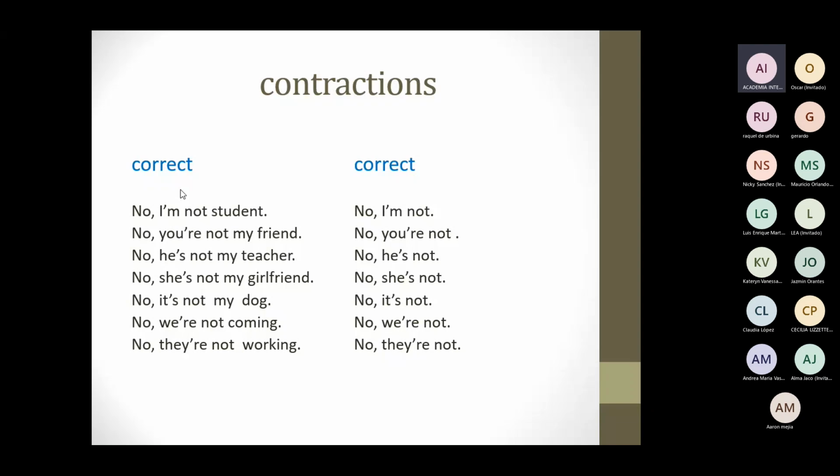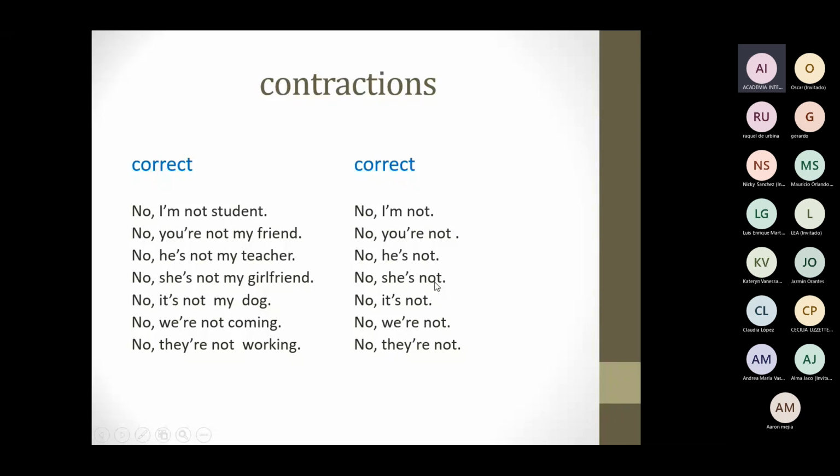So here we have more contractions, but these are negative answers. Negative answers, okay? Respuestas negativas, cuando negamos algo. For example, no, I am not a student. Or we can say, no, I'm not. No, you're not my friend. No, you're not. No, he's not my teacher. No, he's not my girlfriend. No, she's not. Or she isn't.